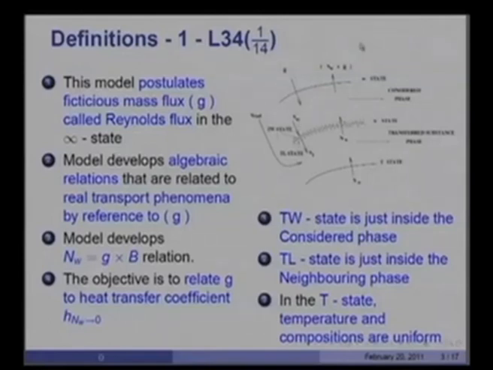There can also be radiation heat transfer to the wall in the considered phase. And in this model, for convenience, we will account for it as though the radiation flux actually penetrates the interface and appears in the transferred substance phase. The reason for doing this would be very obvious as we go along. So, there are a few new definitions introduced: TW state, TL state, heat flux QW and heat flux QL in the considered and transferred substance phases respectively, and the Q radiation, which is accounted in the transferred substance phase.